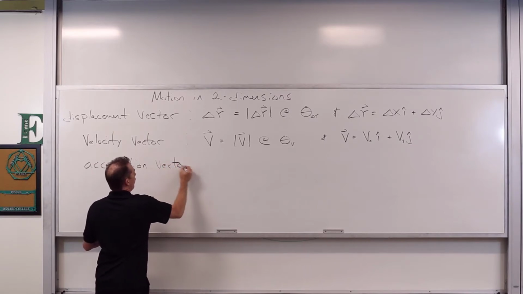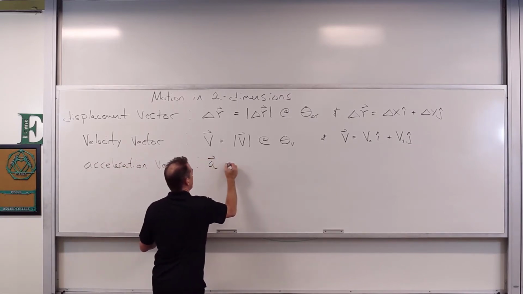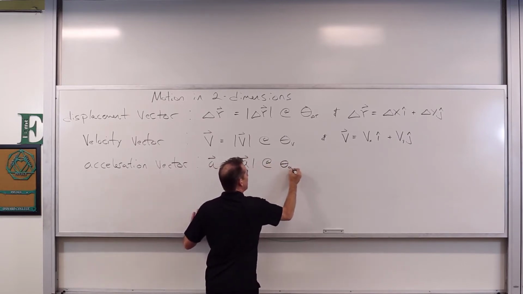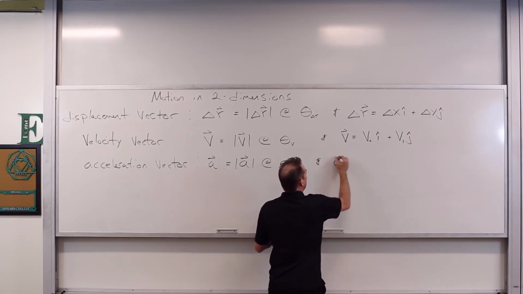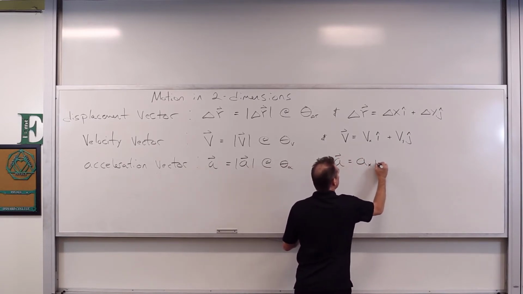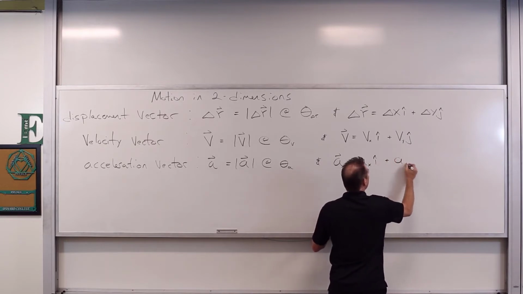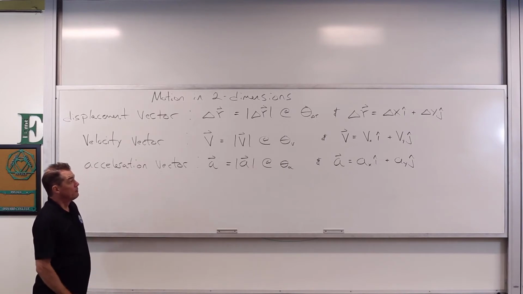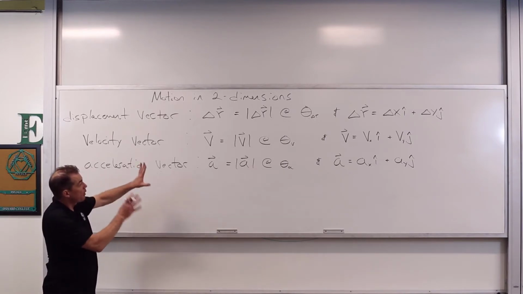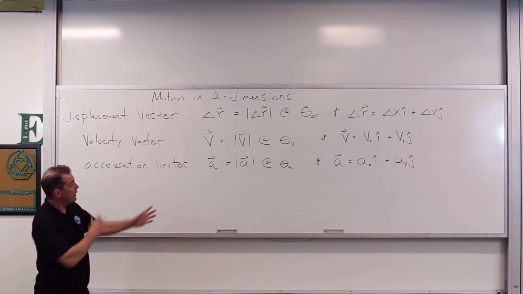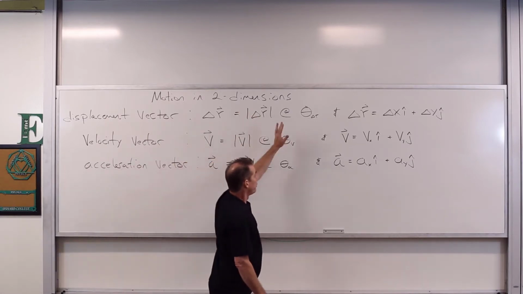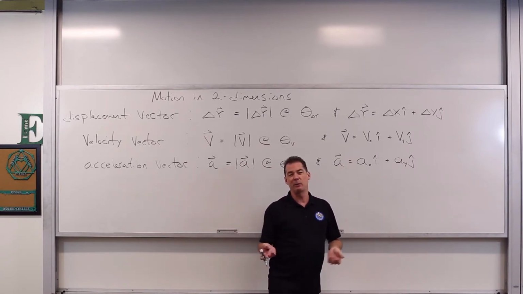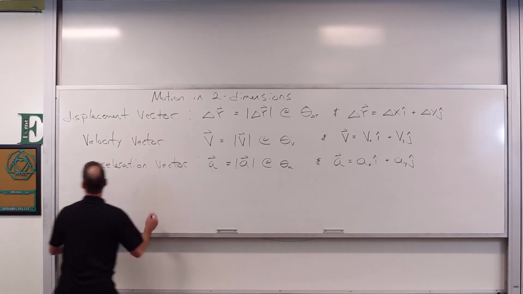The acceleration vector, a hat, is equal to the magnitude of a at some theta sub a, and a hat is also equal to some a sub x i hat plus some a sub y j hat. So this spells it out, and going back and forth between magnitude and direction and unit vector notation, we just go back to what we were doing in the very beginning with vectors.